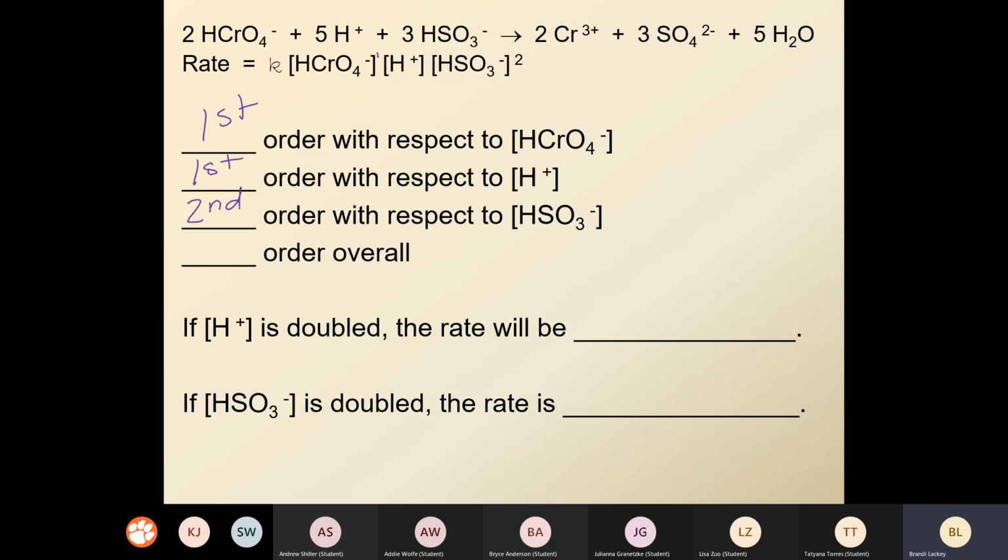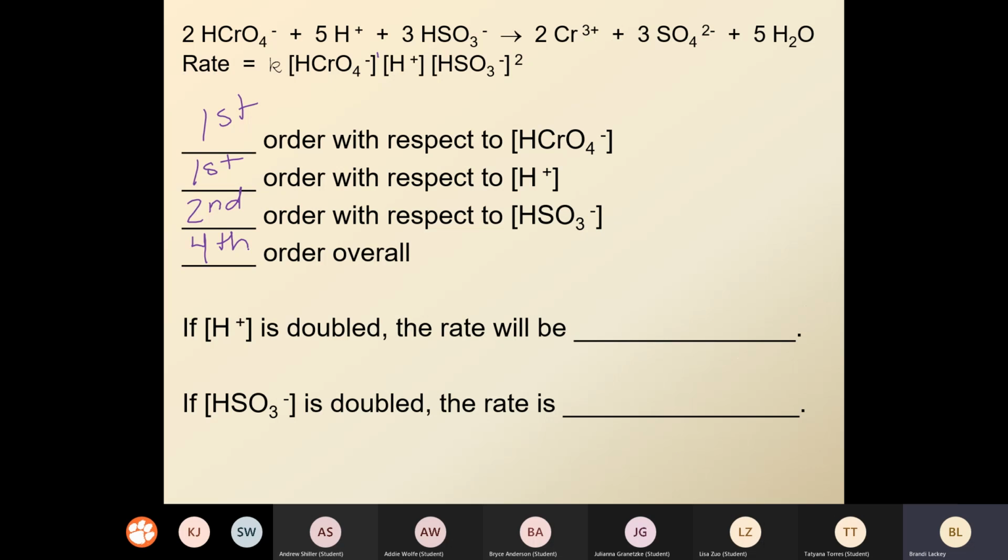And then our order overall. Remember, for the overall order of the reaction, you add all those superscripts together. So 1 plus 1 plus 2 is equal to 4. So this is fourth order overall. So that's a possibility, that it gives you the rate law and asks you to describe it. It can also ask you what happens if you multiply by 2 or multiply by 3 or halve the reaction, things like that.